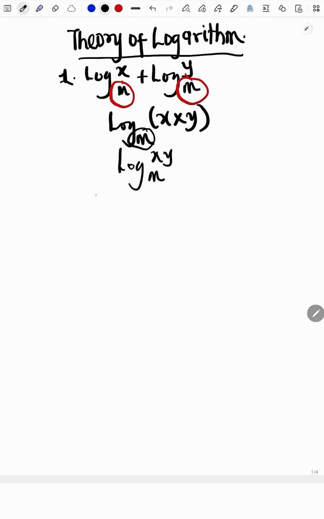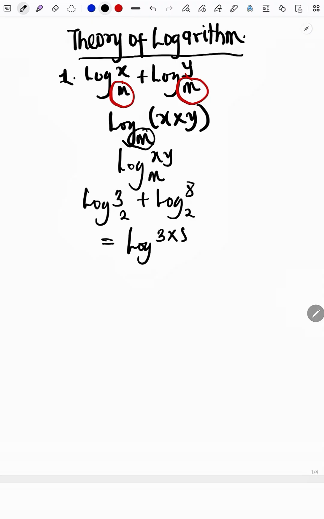Now moving ahead, if we have log 3 base 2 plus log 8 base 2, this is equivalent to log 3 times 8, all in base 2. This becomes log 24 base 2. The only reason why this can come together is because they are in base 2.